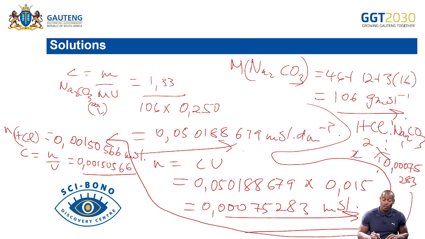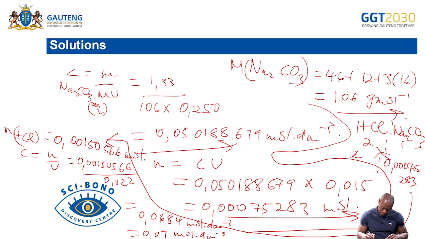They used 22, right? So convert that 22 to cubic decimeters, which is going to be 0.022. Then we'll get the concentration. So divide by 0.022. Then the concentration will be 0.07684 mole per cubic decimeter. Round off to 2 decimal places, then it should be 0.07 mole per cubic decimeter.